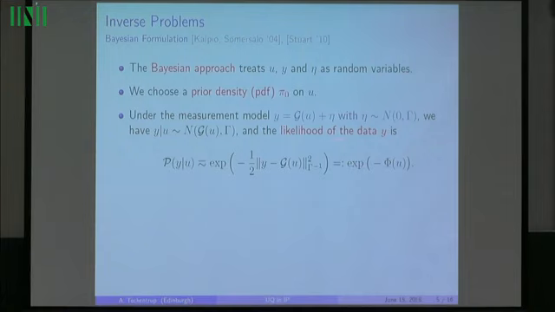So we assume that y was the model output G of u plus some observational noise eta, and now we're assuming that the eta is a realization of a normal random variable. So it's just a random variable. Here I'm assuming mean 0. You can also do non-zero mean here. And then you have some covariance matrix gamma.